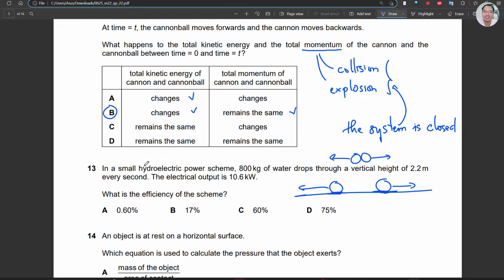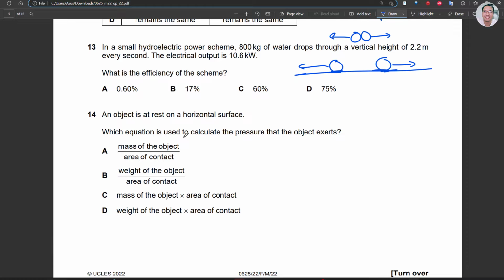Efficiency, energy, skip. Horizontal surface lubrication, use a calculated pressure.